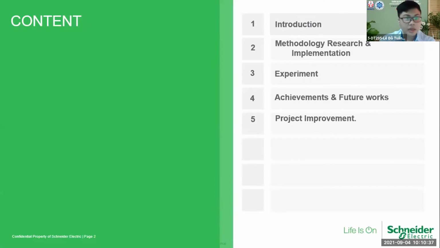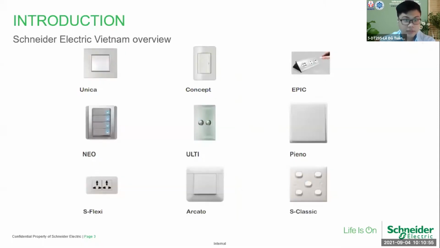In this presentation, we want to talk about 5 main parts: introduction, where we introduce the company overview and the state of the problem being faced; methodology; research and implementation; experiment and measurement after the system has been installed; and achievement and future work, the project improvements that can be applied in the future. Schneider Electric Manufacturing Vietnam is a company specializing in the production of home electrical appliances such as switches and power sockets, which is divided into many different product lines to serve the characteristics of its domestic and foreign markets.